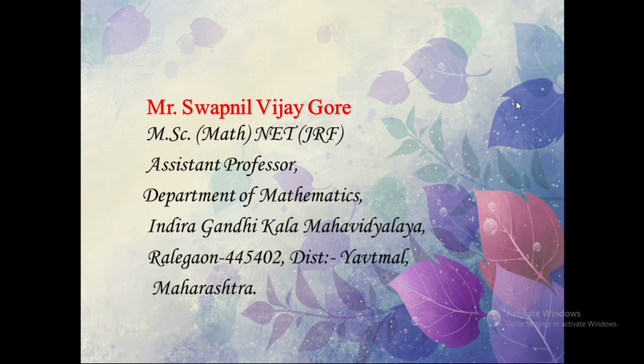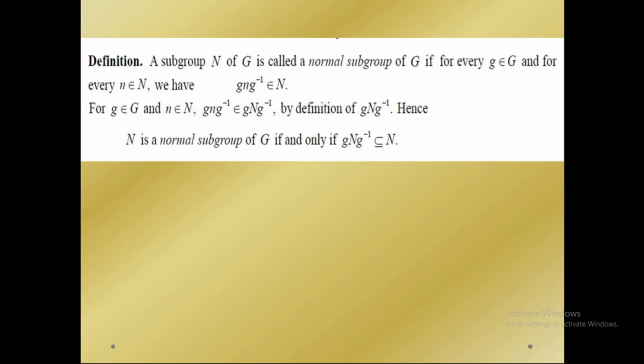Now, earlier we have seen what is meant by normal subgroup and its example. Now, let us come towards another definition of normal subgroup, another form. A subgroup N of G is called a normal subgroup of G if for every g belongs to G and for every n belongs to N, we have g n g inverse belongs to N.